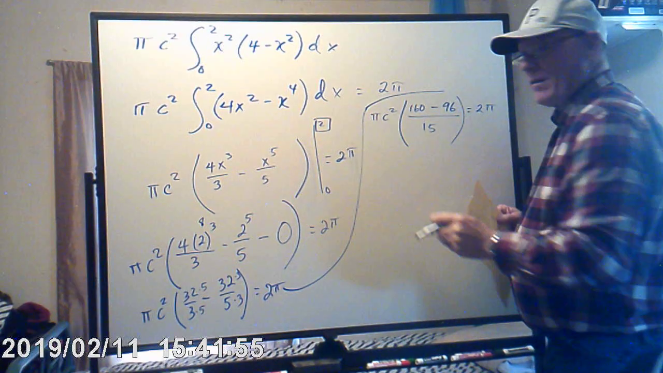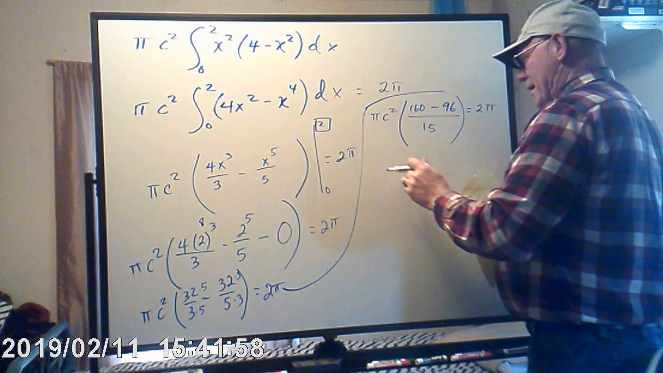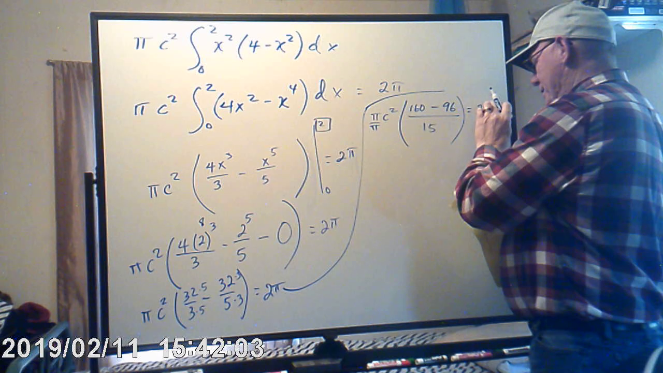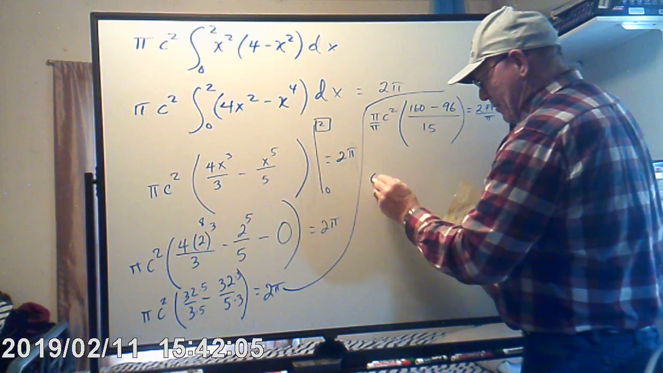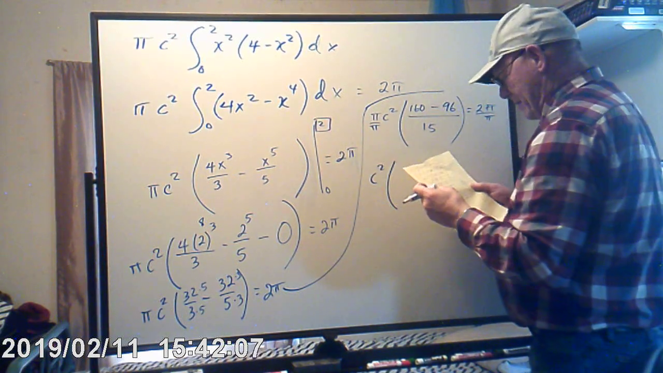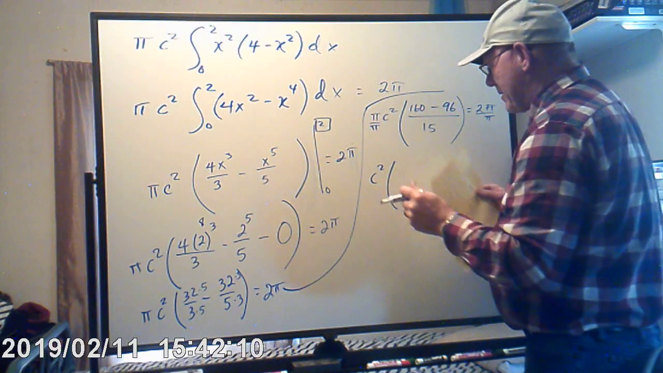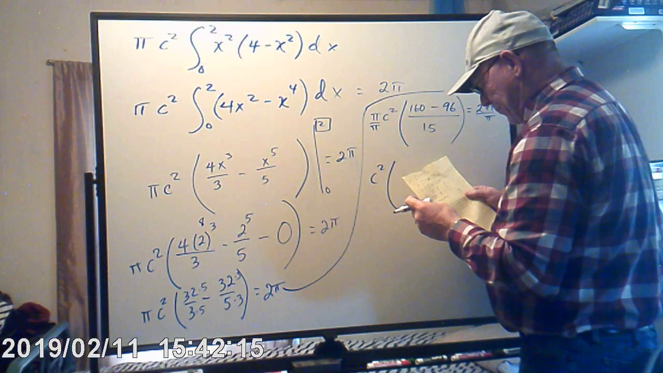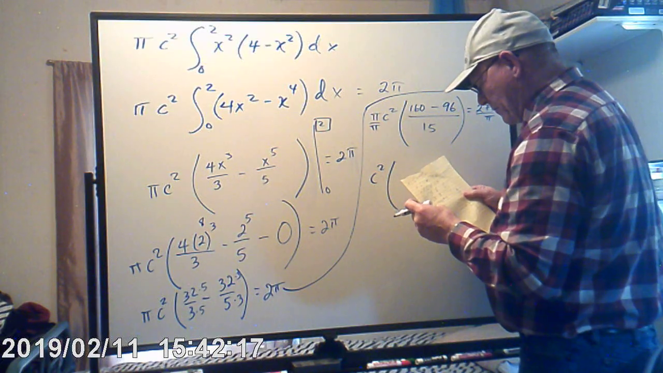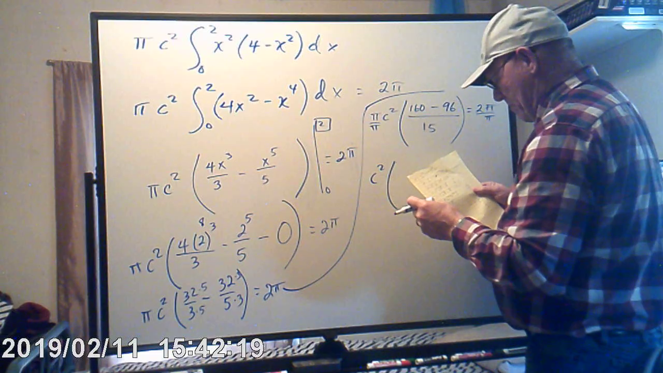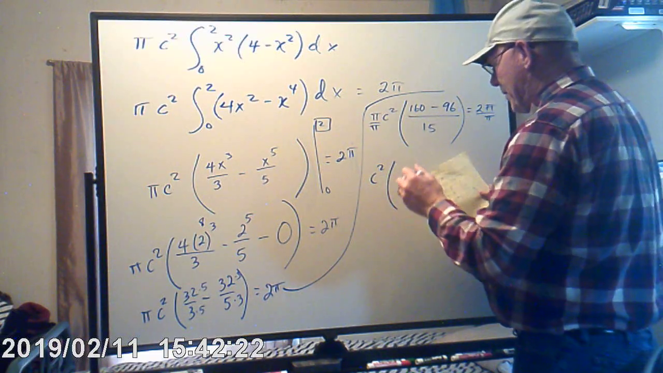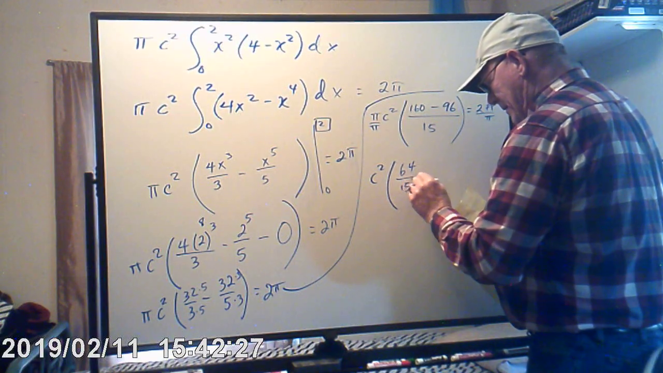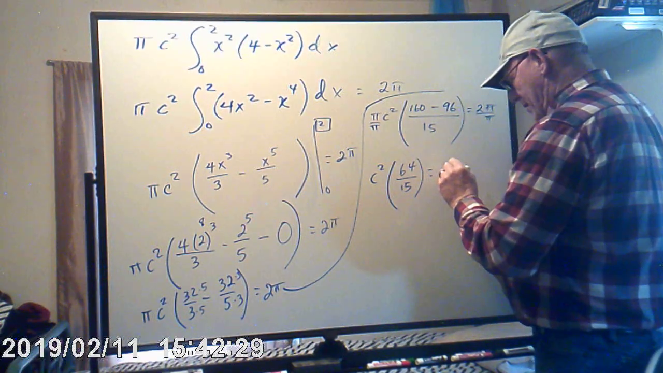I hope you can see all of that. We're getting close. I can divide both sides by pi, and I can just get this down to 2 right here. So c squared times, what is 160 minus 96? I've got 64 over 15 is equal to 2 now.